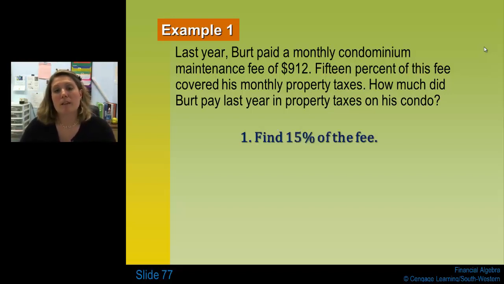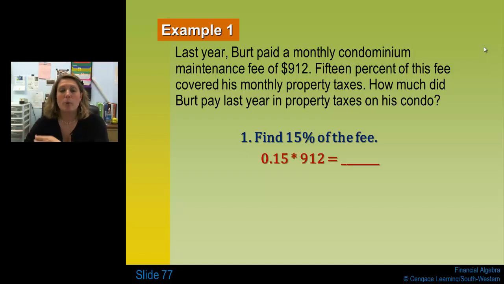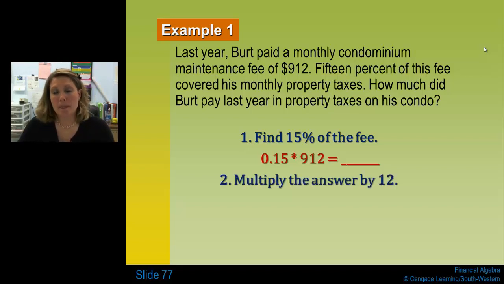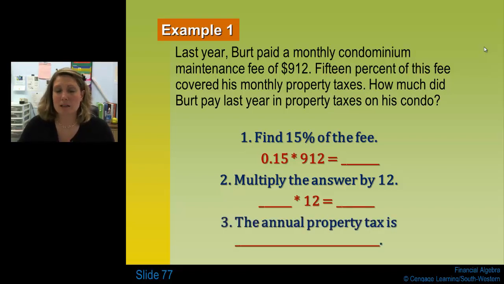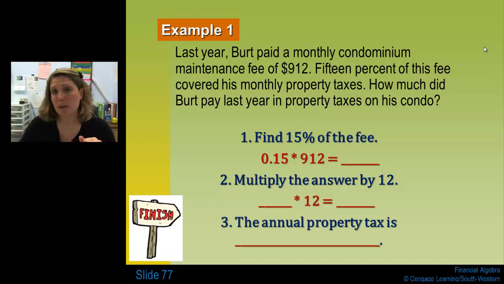So we need to first find 15% of the fee. So 0.15 times 912, get an answer. So that's what he pays monthly for his taxes. So we need to multiply the answer that you just got in 1 by 12 months, and that is what he pays in his taxes. So you need to go ahead and finish this problem in your notes, please. So multiply 15% and 912. Take that answer, multiply it by 12, and that's how much he paid over the course of the entire year for taxes.